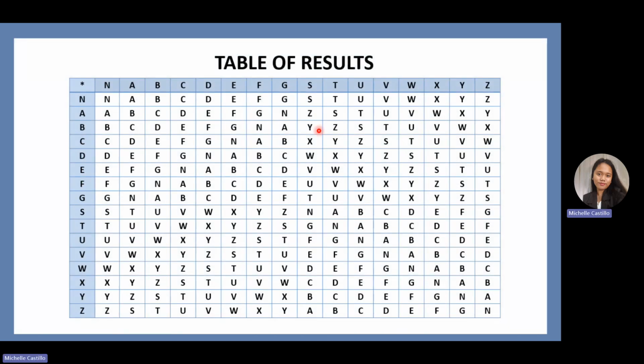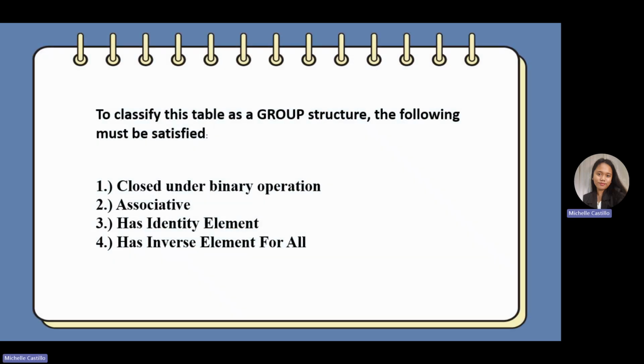So when we continue this process to all elements, we will have this table of results. Since we have the table of results, let's now check if this table forms a group structure. To classify this table as a group structure, the following conditions must be satisfied.